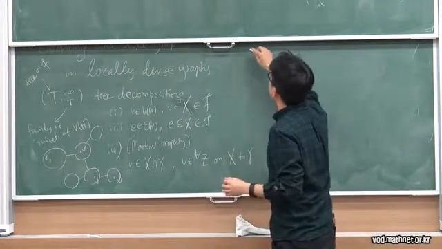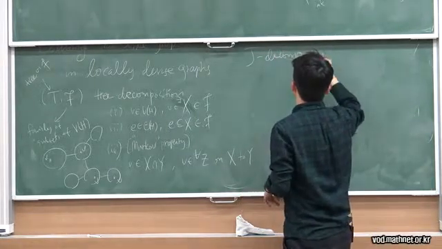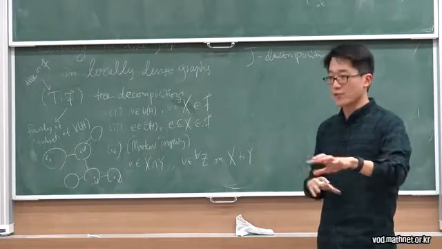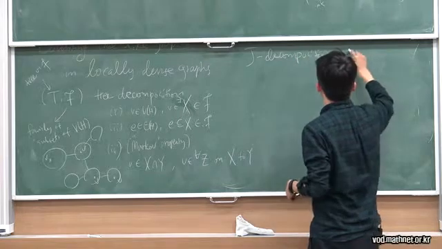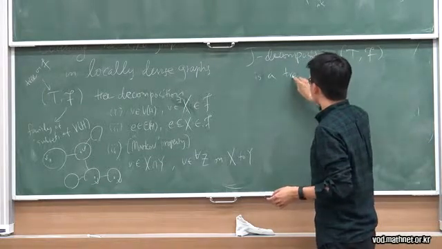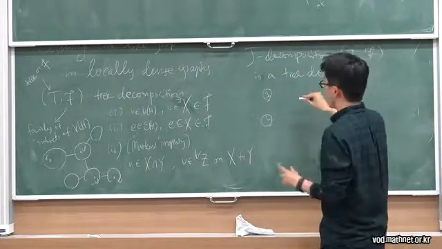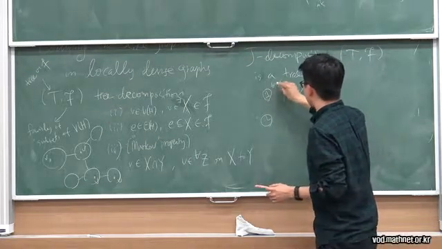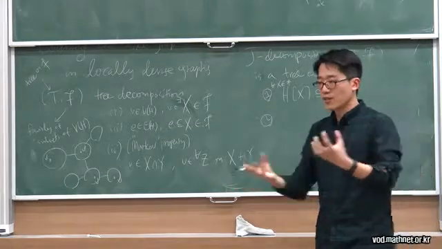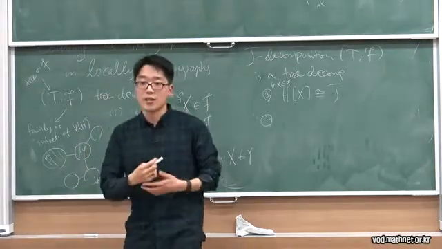Given a graph H and a graph J, a J decomposition, just to be short, is a special type of tree decomposition that decomposes H into pieces of J in a tree-like way. It is a tree decomposition plus the following two conditions. The first one is that for every vertex subset X, the induced subgraph is isomorphic to J. So I'm really going to decompose my graph H into pieces that are isomorphic to J. Each of these vertex subsets induces a copy of J.